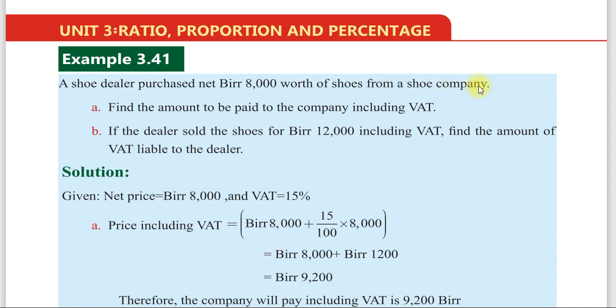Another one: a shoe dealer purchased a net 8000 birr worth of shoes from a shoe company. Find the amount to be paid to the company including VAT. If the dealer sold the shoes for 12000 birr including VAT, find the amount of the VAT liable to the dealer.